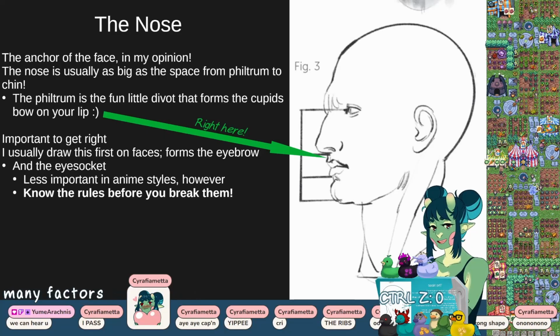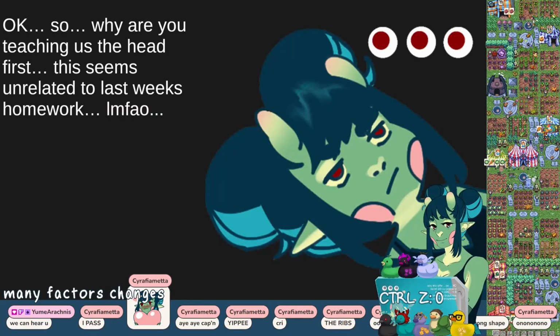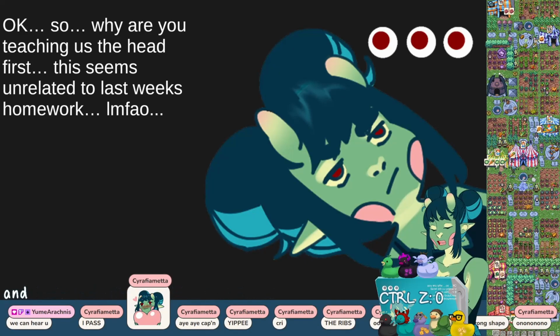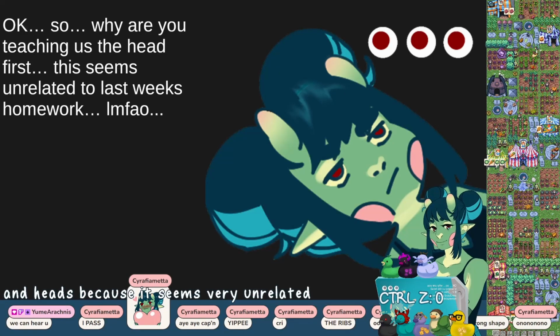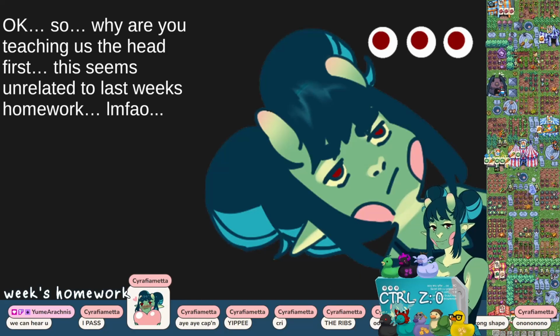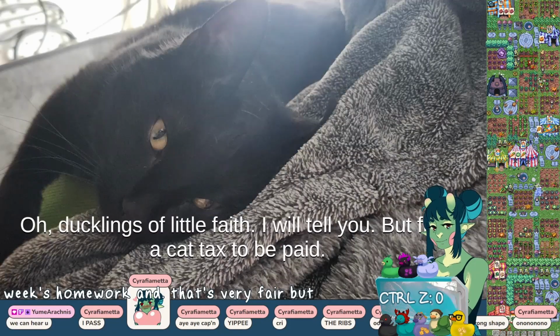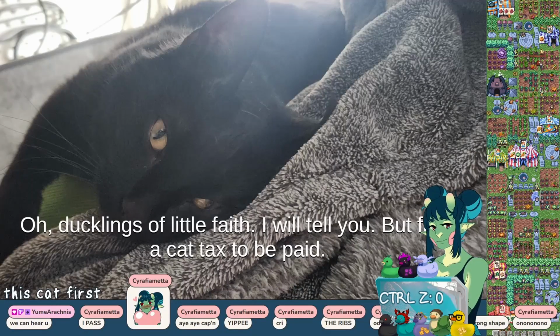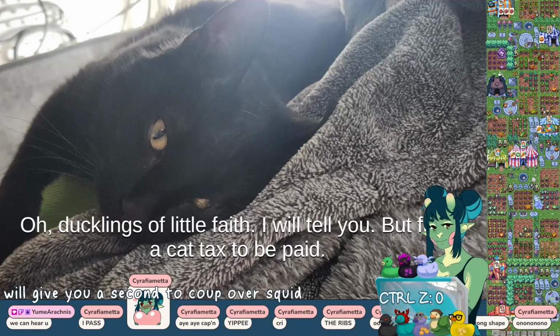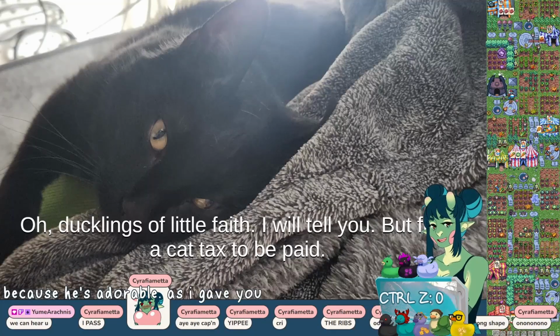Many factors change lips. Anyways, you may be wondering why I'm teaching you faces and heads, because it seems very unrelated to last week's homework, and that's very fair. But look at this cat first. I will give you a second to coo over Squid because he's adorable. Because I gave you a shrimp last week.